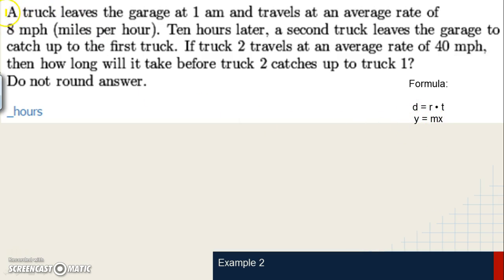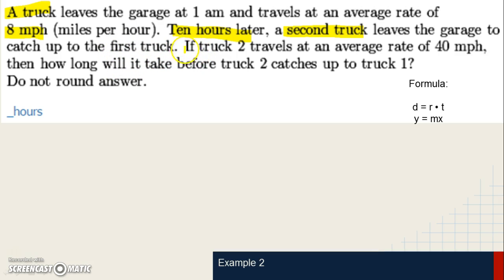So a truck leaves the garage at 1 p.m. and travels at an average rate of 8 miles per hour. Very slow truck, obviously. 10 hours later, so we know that time, right? We got our rate highlighted, we got some time highlighted. A second truck, so there's 2 trucks now, leaves the garage to catch up to the first one. So if it's catching up to the first one, obviously it has to be traveling faster.